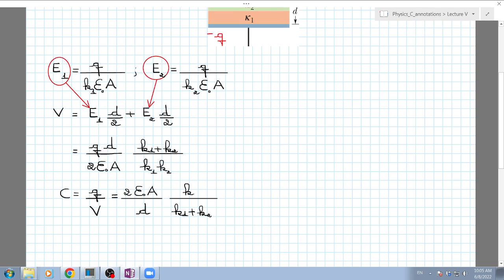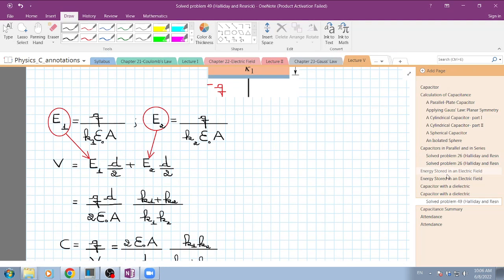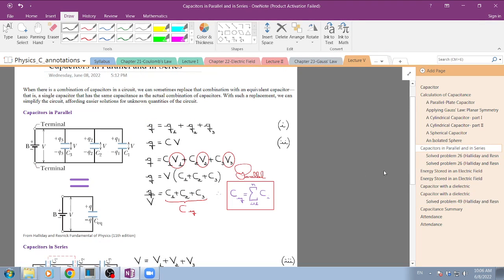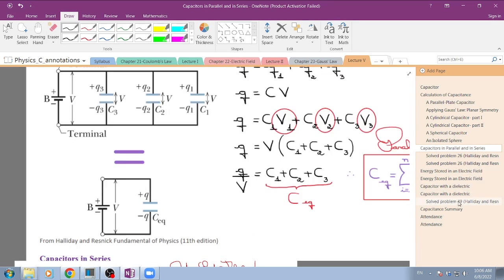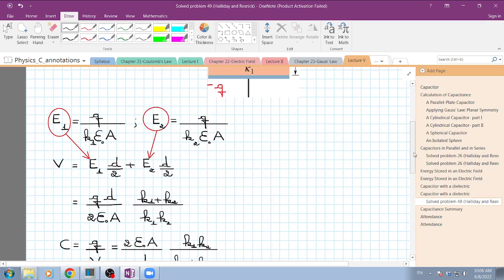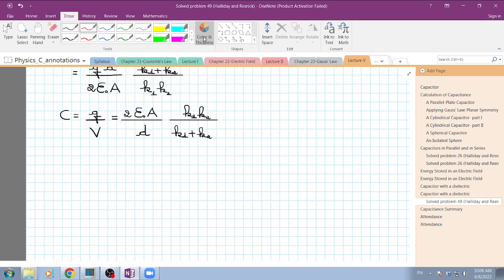Whoa, what is the significance of what you just found? Well, we can see here, guys, that this is exactly the same expression that we found for the equivalent capacitor in series, right? Remember, if you go back, if you have two capacitors in series, it's going to be exactly the same.